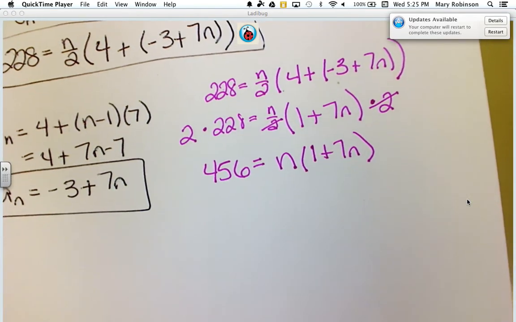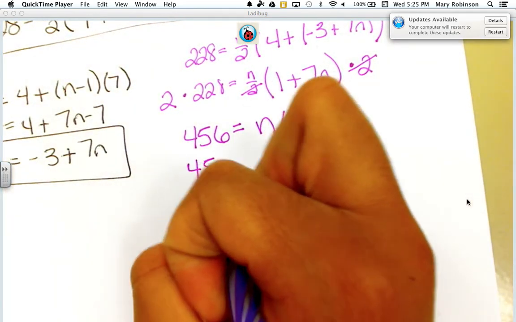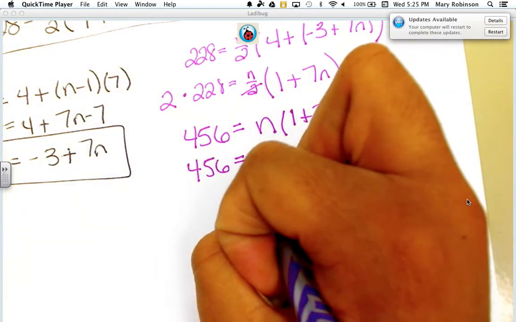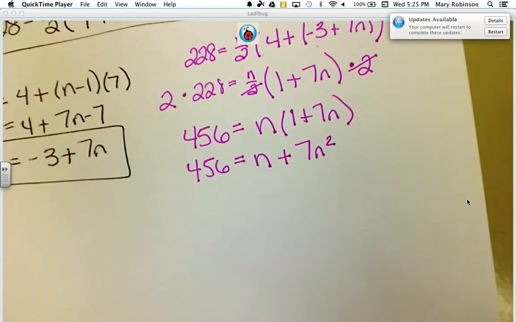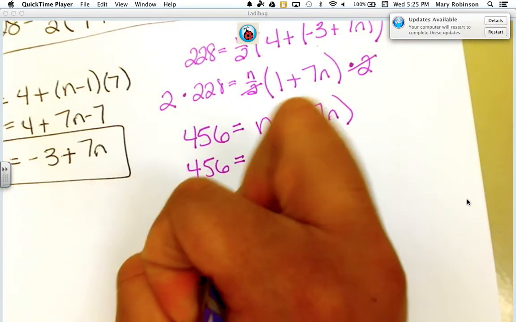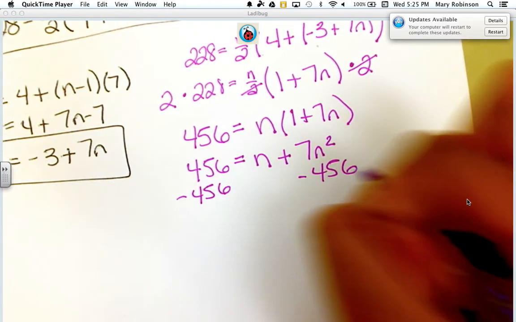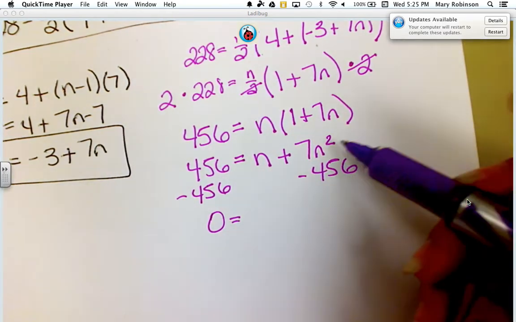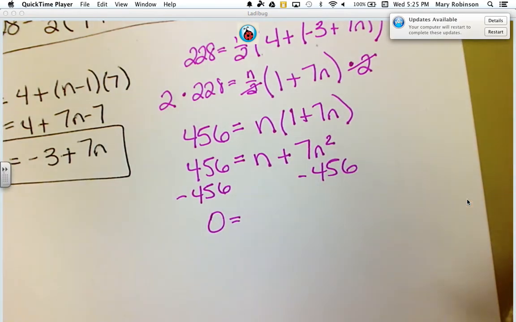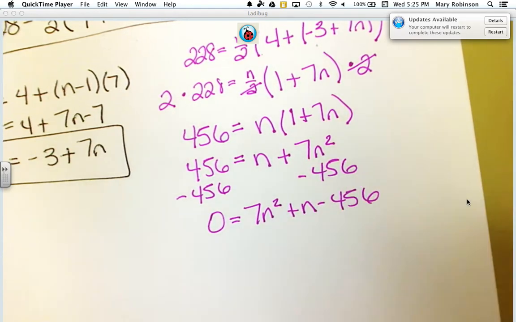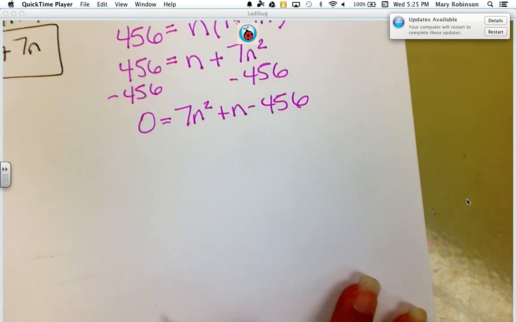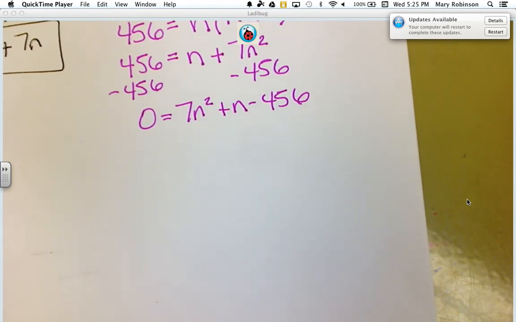Then we distribute the n, so we get 456 equals n plus 7n squared. Now we subtract 456 from both sides, so we get 0 equals, and I'm going to rewrite the right-hand side in standard form: 7n squared plus n minus 456. Now it looks like a quadratic. We know a number of ways to solve quadratic equations, and I'm going to use the quadratic formula.